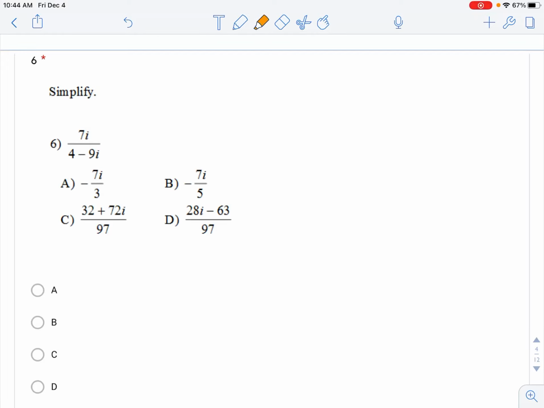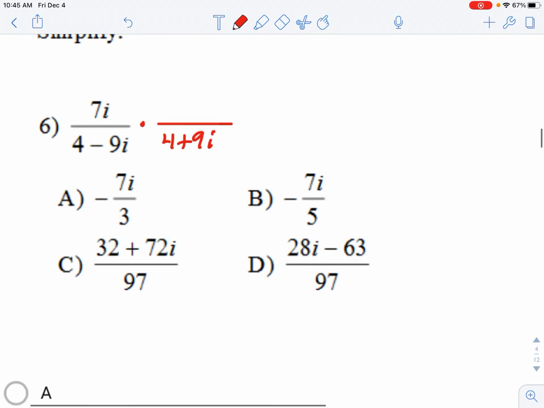Number 6, same idea. You're not allowed to have i in the denominator, but this denominator is a binomial. So just multiplying by i over i will not do the trick. You need to multiply by something called the conjugate. The conjugate of 4 minus 9i is 4 plus 9i. So the conjugate is exactly the same except the minus turns to plus.